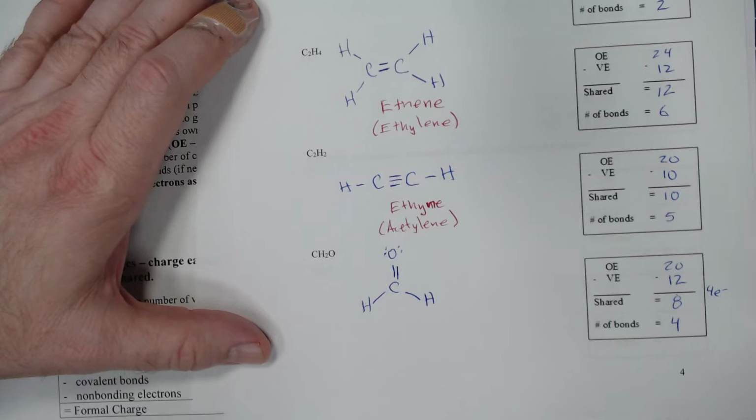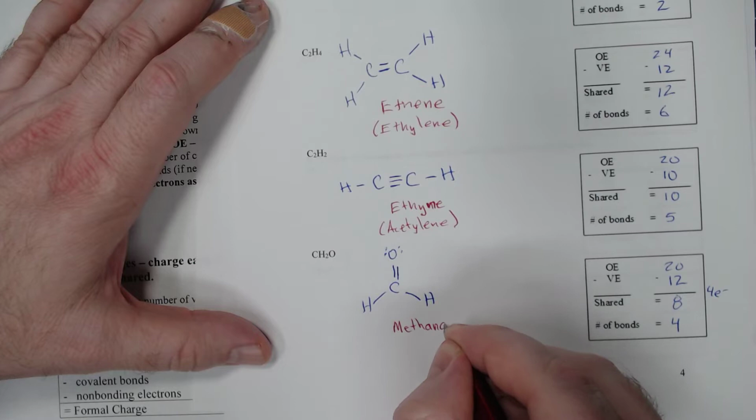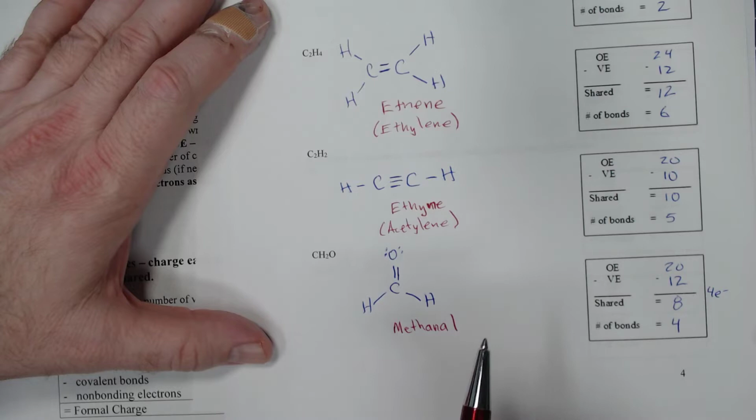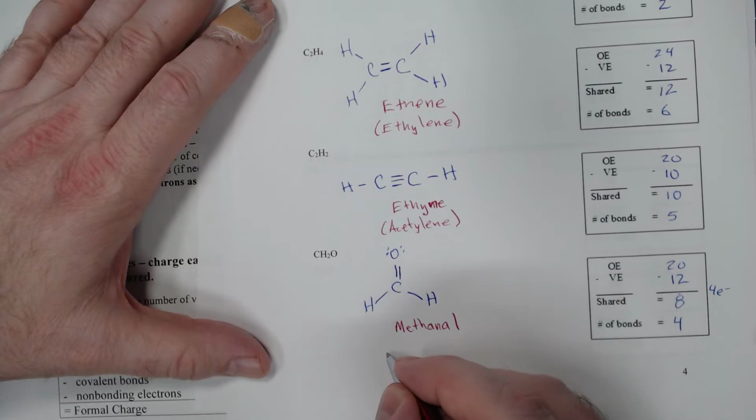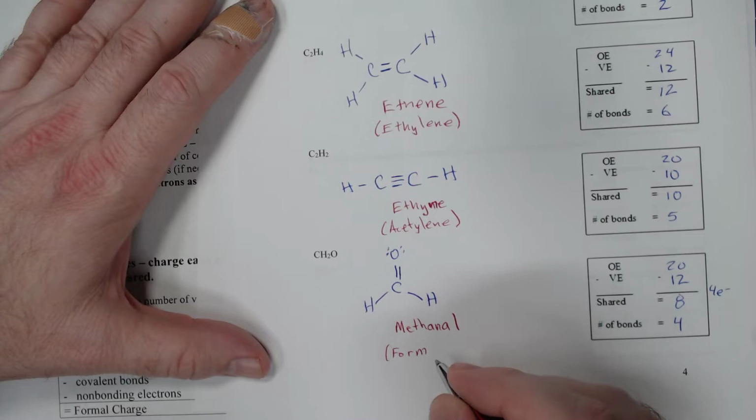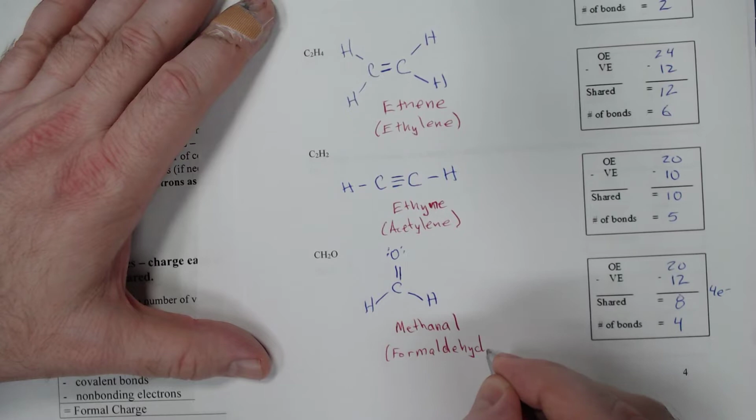Now, again, this has an official name, and the official name is methanal, not to be confused with methanol. Methanol is an alcohol, and if you drink it, you'll be poisoned. This is methanal, and if you drink it, you'll be poisoned more quickly. All right, methanal, but again, hardly anybody calls it methanal. Its more popular name, its unofficial name, is formaldehyde. So formaldehyde.